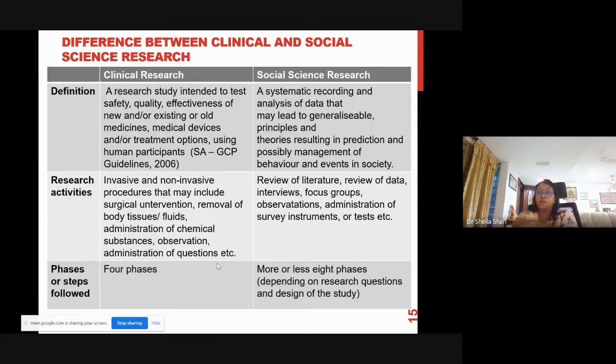Now we have two branches of research. One is called clinical, one is called social science research. What is the difference? We look at social science research. Normally you want to study behavior, most of the time the behavior of a person. A lot of social science research you will see in psychology. In fact, I can tell you that research started in the psychology aspect.